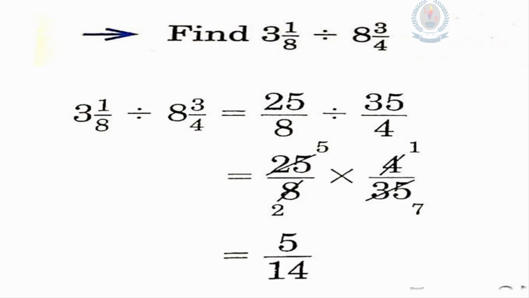The 8 and 4 also can be simplified, which means the first fraction denominator and the second fraction numerator can be simplified by 4. So the answer is 2 and 1. Now you have got the products. When you multiply the products, you will be getting the final answer. 5 multiplied by 1, the answer is 5, over 2 multiplied by 7, the answer is 14.